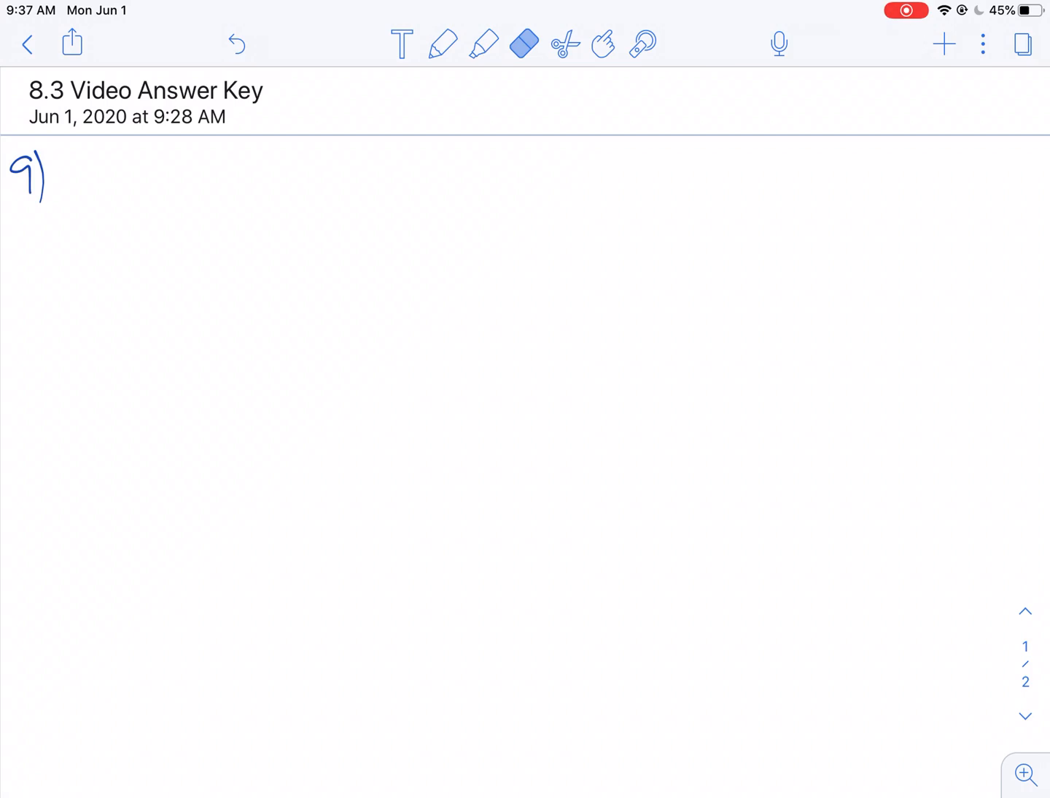This is the 8.3 homework video answer key. This is only an 8 problem homework. The first 4 are all the exact same in the sense where you have 2 sides and an angle. The last 4 are all the exact same in which you have 3 sides and you're missing all 3 angles.